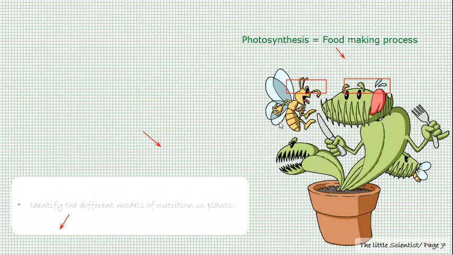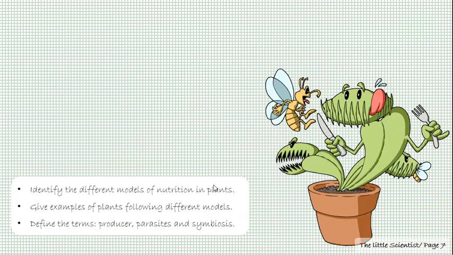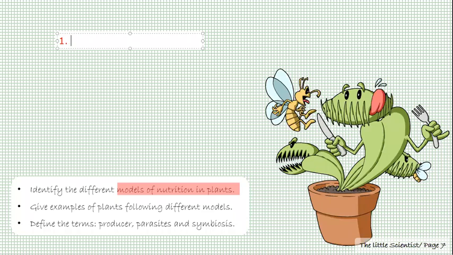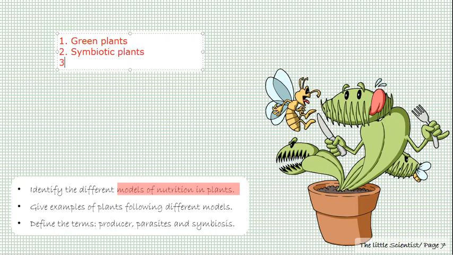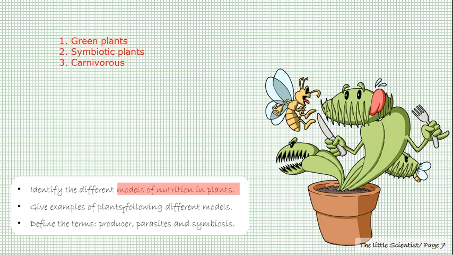And that's all. What did we talk about in this video? We said that there are 3 different models or patterns of nutrition in plants. 1, green plants, such as, let's give some examples, the apple tree, the strawberry plant, the olive tree, the rose plant. Second, we have symbiotic plants such as lichens. And third, we have the carnivorous plants like the Venus flytraps.